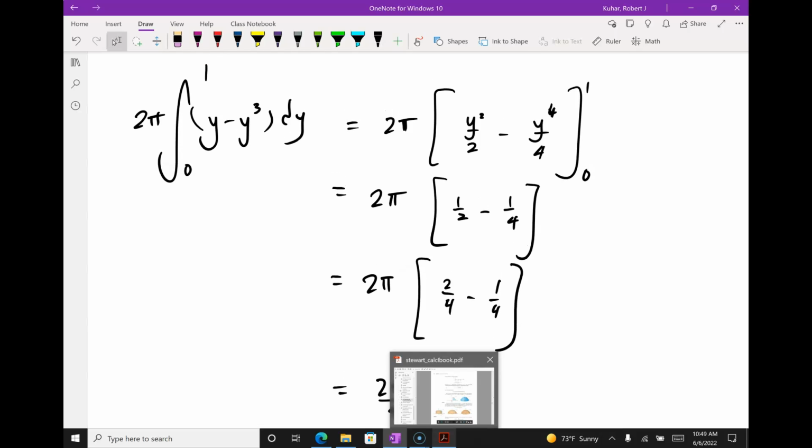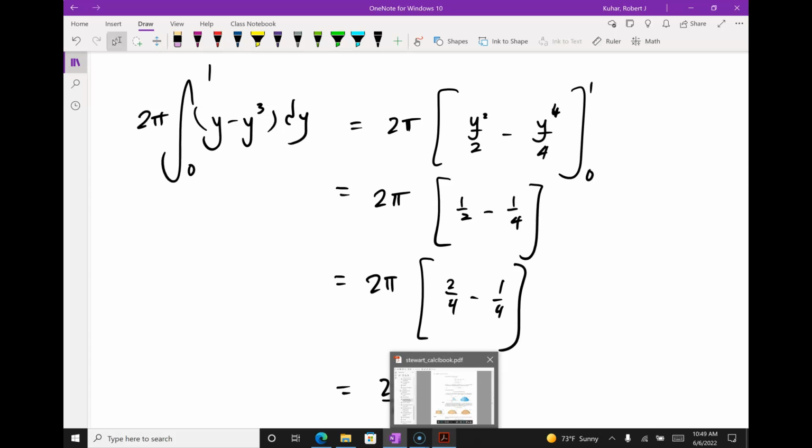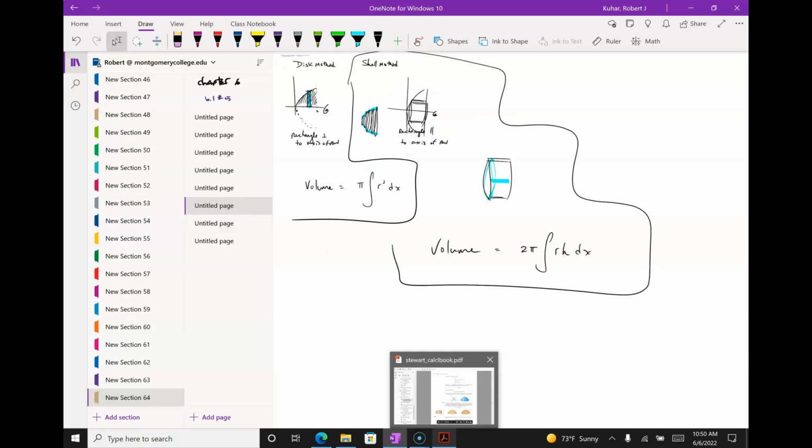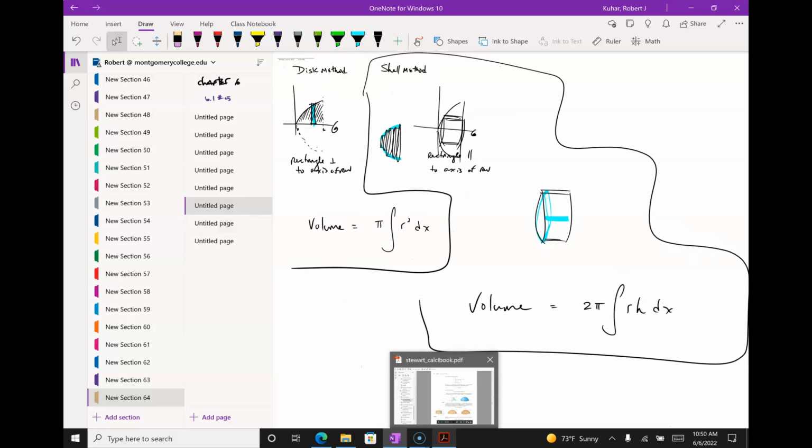All right, so you can read ahead 6.2, 6.3 if you want. You don't have to, but we've got the secrets, and we're going to put it all into play tomorrow. First secret is this method, perpendicular, rectangles perpendicular. Shell method parallel. This method pi r squared. Shell method 2 pi r. Right? So we're talking about the area of a circle. We're talking about the circumference of a cylinder.